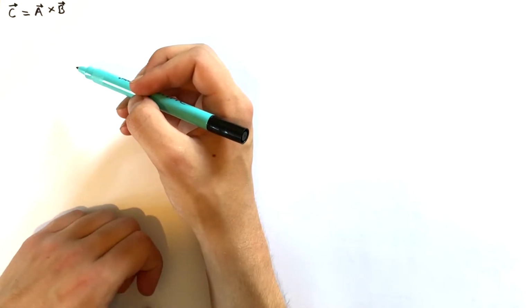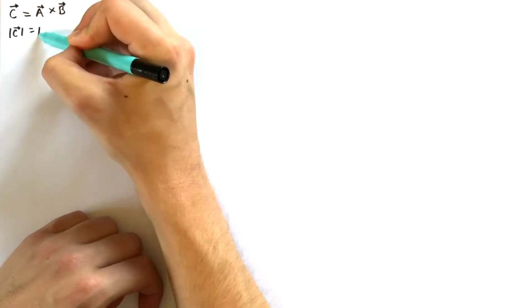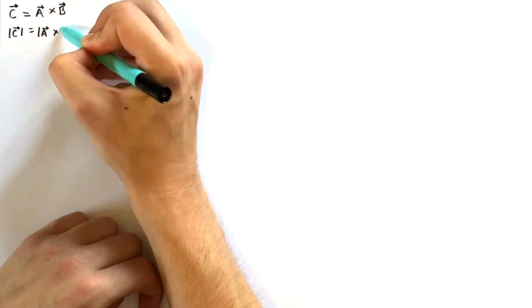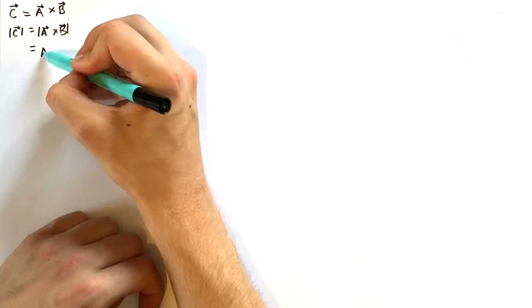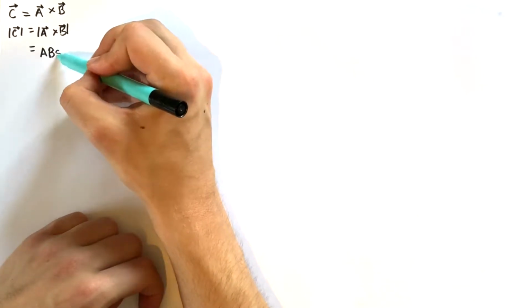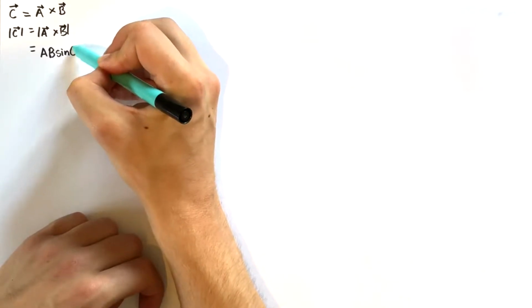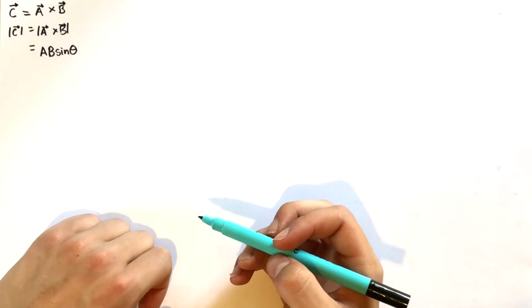Now, the magnitude of the vector C is given by, well, it's the magnitude of A crossed with B, but it is the same as the magnitude of A multiplied by the magnitude of B multiplied by the sine. This time it's the sine of the angle between A and B.